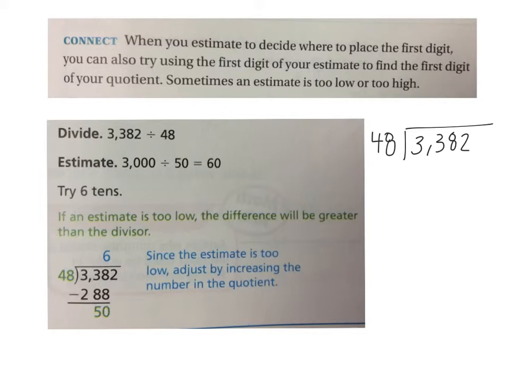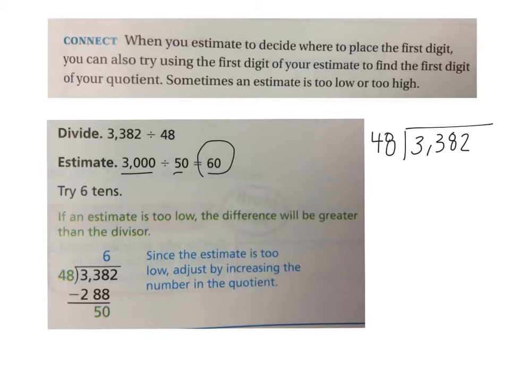The book is saying that 3,382 is pretty close to 3,000. Would you agree? Is 3,000 an easier dividend to work with? The book is also saying that 48 is pretty close to 50. Would you agree? Is 50 an easier divisor to work with? In our heads, can we do 3,000 divided by 50 really quickly? We know that 3,000 divided by 50 is 60, right? So they're saying, okay, let's try 6 tens as our first digit in our quotient.